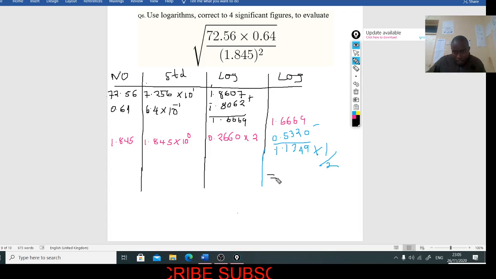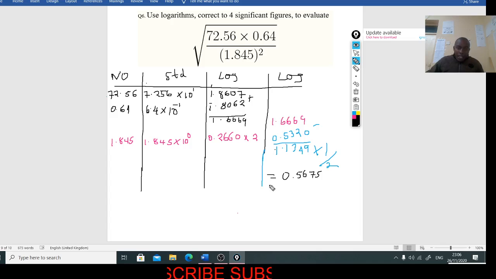I'll find that is 1.1349. I divide by 2 direct. This gives you 0.5675. You count 4 significant figures. Because you are using a 4 figure table, it is 4 significant figures, 0.5675.